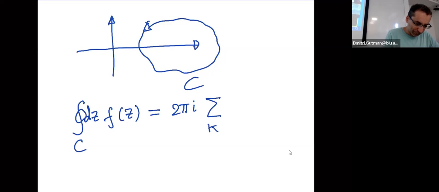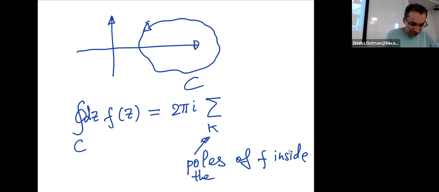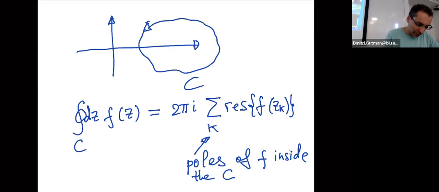So let's label them z_k, and I write that these are poles of f inside the contour C, and there will be a sum of the residue of function f at these points. So z_k are poles of function f inside C. So I sum over all the poles. For example, here there are several points. And I compute the residue at each and every pole, sum, and this is the integral. This is the value of the integral along the contour of integration C.